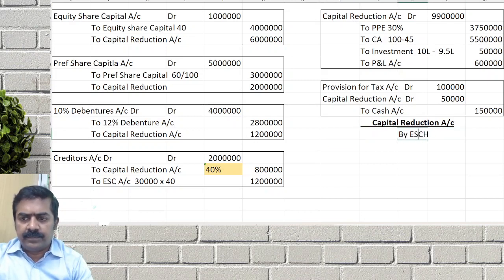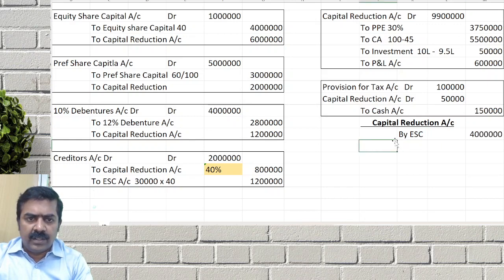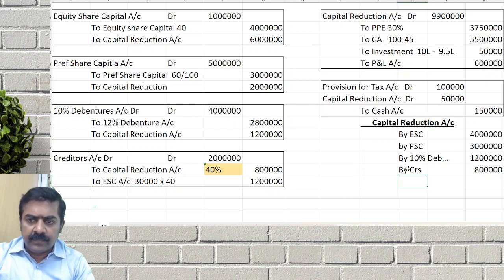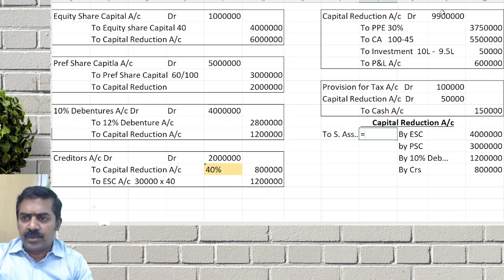Equity share capital. How much? 40 lakhs. By preference share capital, by 10% debentures, 12 lakhs. By creditors, they forego 8 lakhs. To sundry assets, example sundry assets don't put. It's okay for classroom, 99 lakhs.